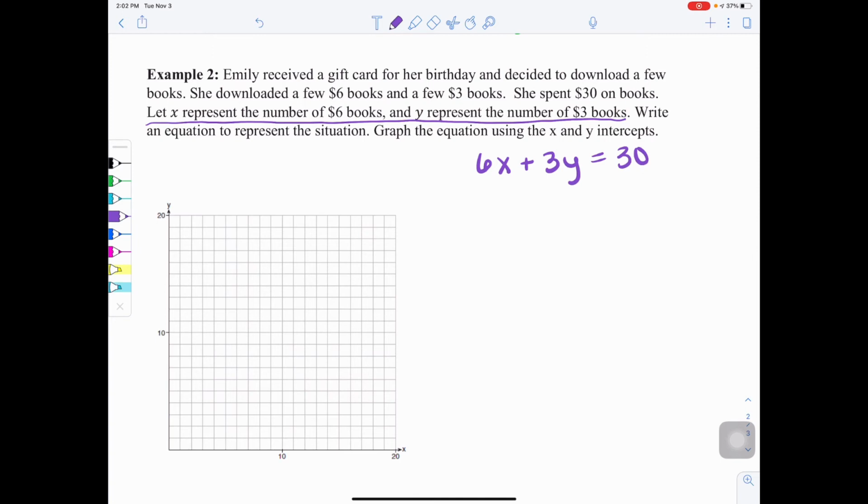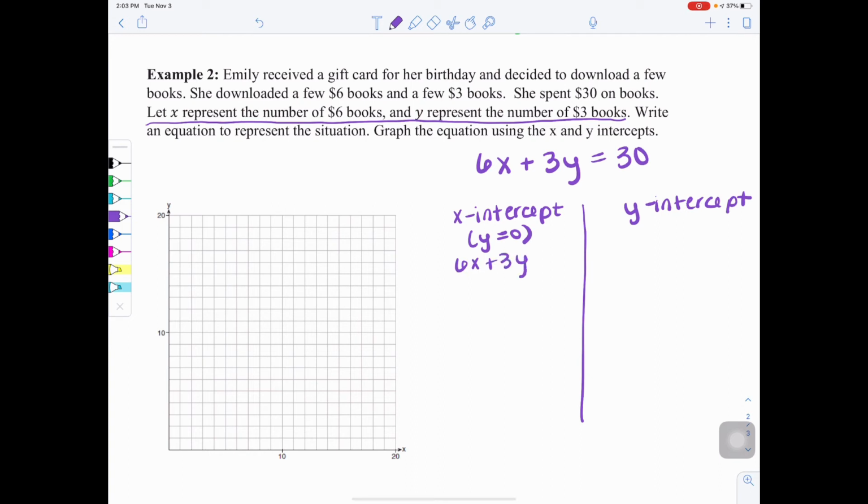So now we can use the same method as we did before. We'll find our x-intercept. We'll find our y-intercept. Now remember, if it's the x-intercept, that means y is 0. So in our equation, 6x plus 3y equals 30, I'm going to replace y with 0. 6x, 3 times 0 is 0. So 6x equals 30. I would divide both sides by 6 and see that x is 5. So my coordinate is going to be 5, 0.